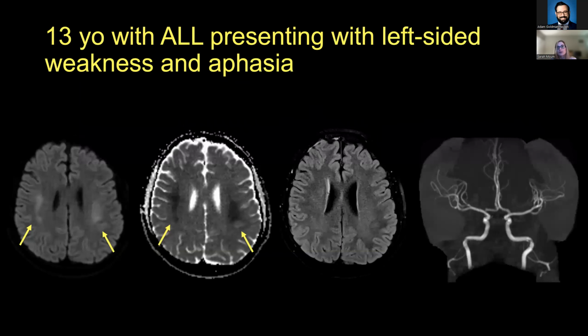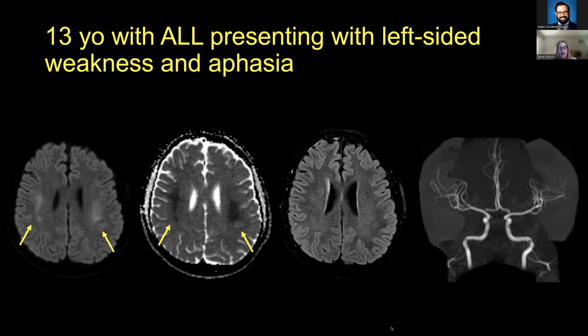Our next stroke code is a 13-year-old with acute lymphoblastic leukemia, status post-recent intrathecal chemotherapy, who presents with left arm and left leg weakness, as well as aphasia. DWI and ADC images demonstrate subtle restricted diffusion in the cerebral white matter. On FLAIR, there is corresponding faint hyperintense signal in these areas. So we have restricted diffusion and edema. Does this mean this is a stroke?